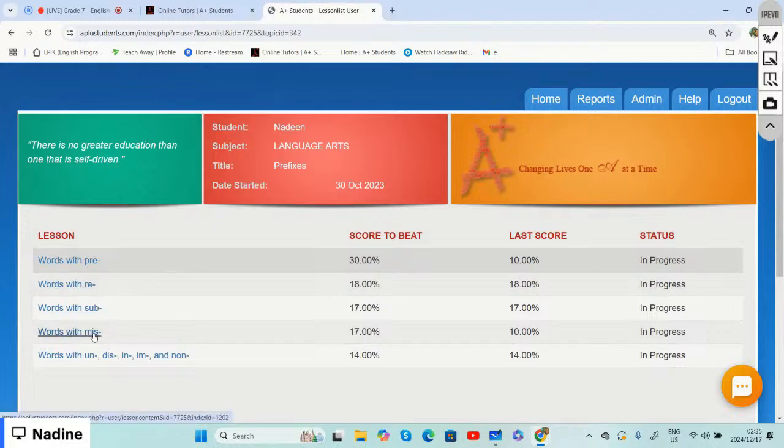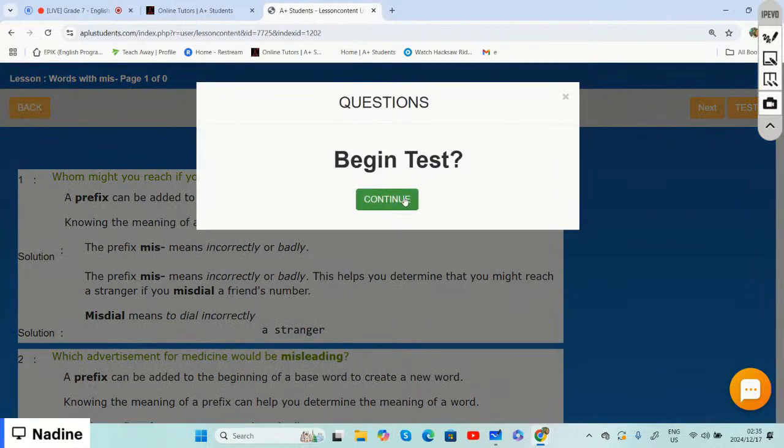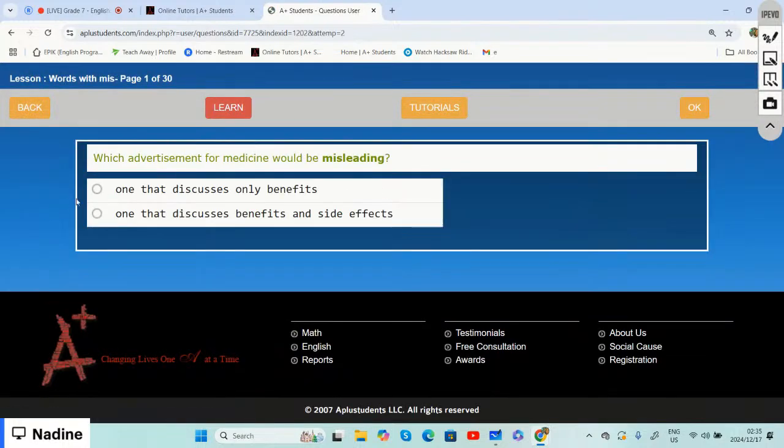All right, so now we're going to words with miss, and we're going to the test with words with miss. And remember, we said the prefix miss either means incorrectly or it means badly. So, which advertisement for medicine would be misleading? Is it option one, the one that discusses only benefits, or option two, the one that discusses benefits and side effects? Which would be misleading? Option one or option two?